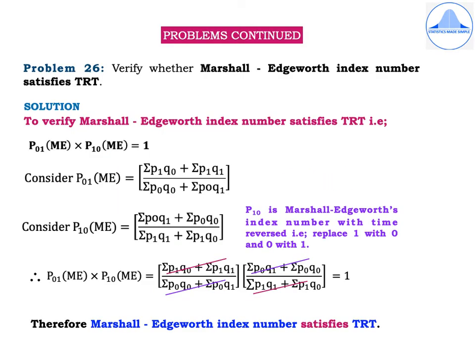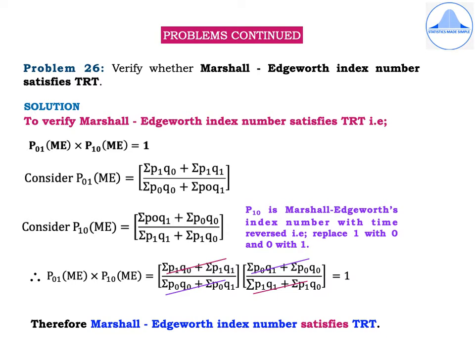Problem 26. Verify whether Marshall-Edgeworth index number satisfies TRT. This can be asked as a 2-mark question. Solution: to verify Marshall-Edgeworth index number satisfies TRT, write the condition, that is P01 of ME into P10 of ME should be equal to 1. So let's first write the formula for P01 of ME, which is summation P1 Q0 plus summation P1 Q1 divided by summation P0 Q0 plus summation P0 Q1.